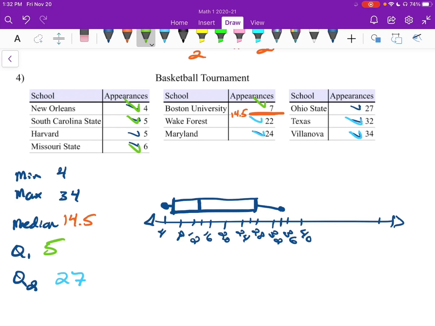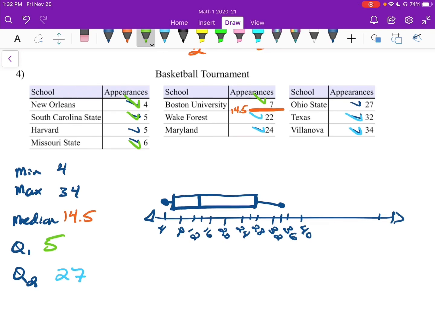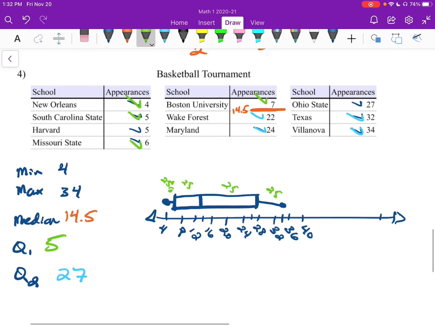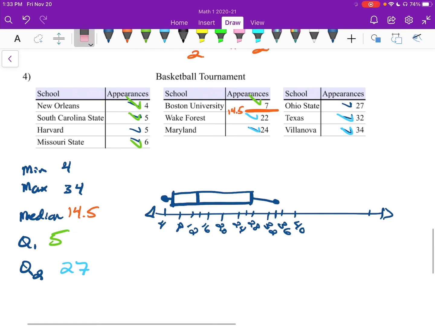Now I just want to talk about the data a little bit. We've finished the problem, but I want to talk about it. This has 25%, 25%, 25%, and 25%. So we can see that a lot of schools are right between the 4 and the 5. 25% of the schools made 4 to 5 appearances in a basketball tournament. So I think that's kind of neat. You're able to really quickly see that lots of schools did this. All right, there we are. That's a box and whisker chart.